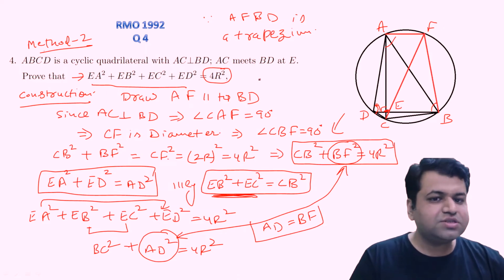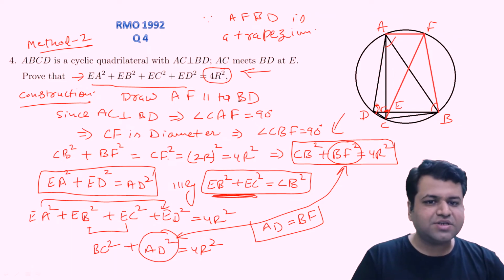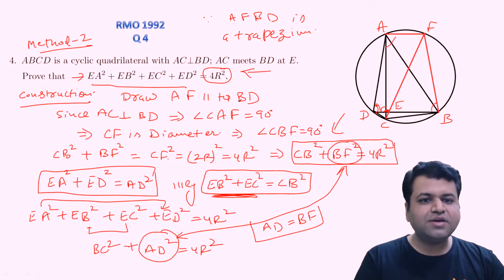Okay. So this is method 2, in which we have again proved this to be equal to 4R square by simply making some construction, right? Right. So chalo, now let's move to the next method, method 3.